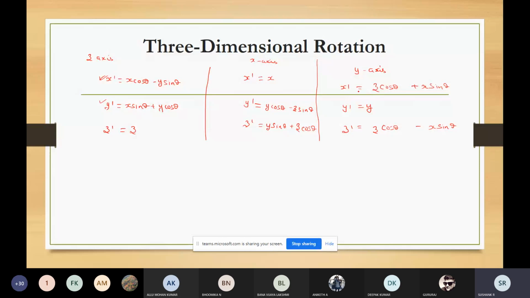And when it is along the y-axis, z dash is equal to z cos theta minus x sin theta, and x dash is equal to, what is this x dash, the second one, no, x dash is equal to this. See, this is sin theta cos theta. So no one noticed this. So x dash is equal to z sin theta plus x cos theta. So you just look into these three formulas for a minute.